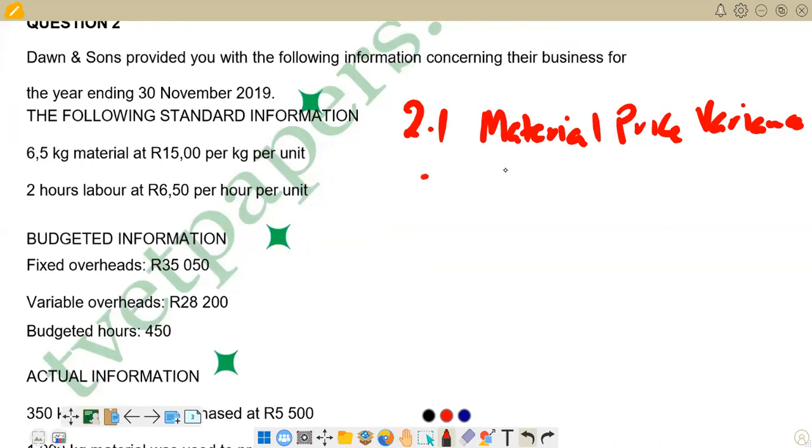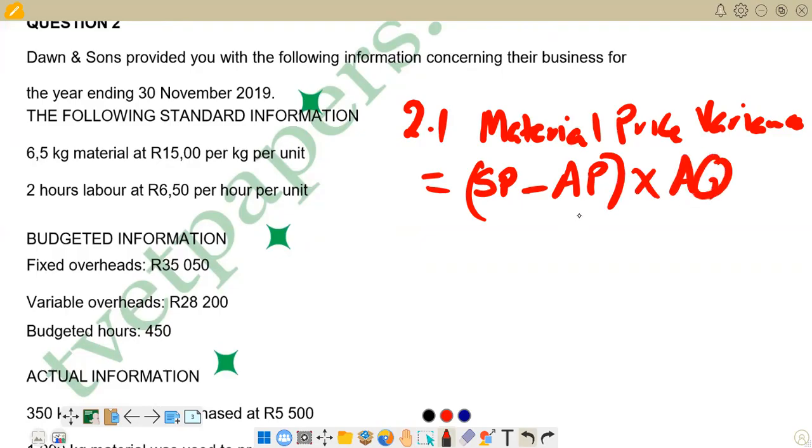The formula that we use for material price variance is that we say standard price, SP, minus actual price, in brackets, and then we multiply by the actual quantity. So this is what we have, guys, in terms of this formula. So what is important now is to go and identify which is standard price, which is actual price, and then actual quantity.